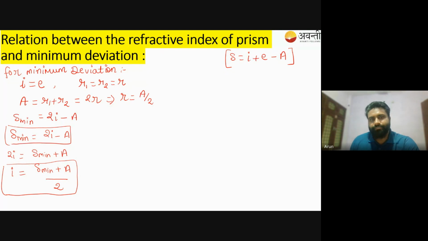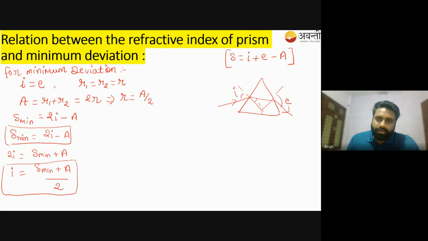In the prism, let's say this is the incident ray going with some deflection, and it again goes at some angle. This is angle E, this is angle I, this is R1, this is R2, and this is the angle of prism A.